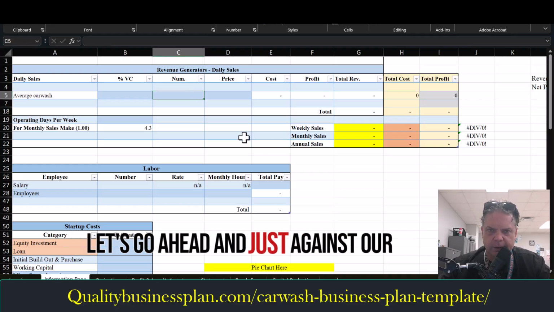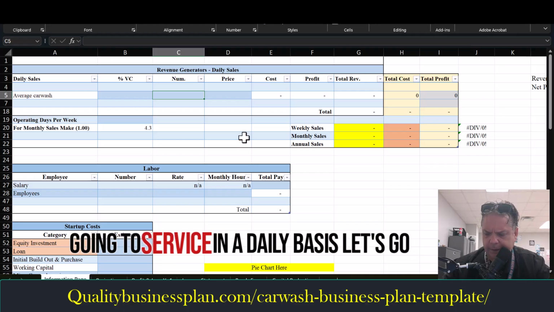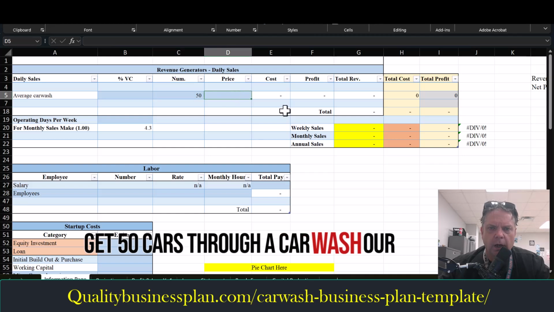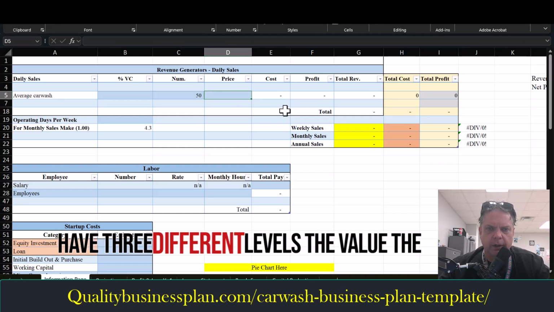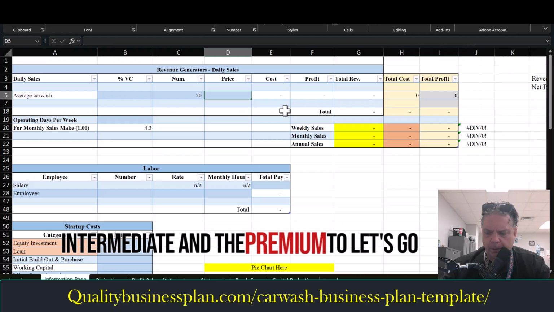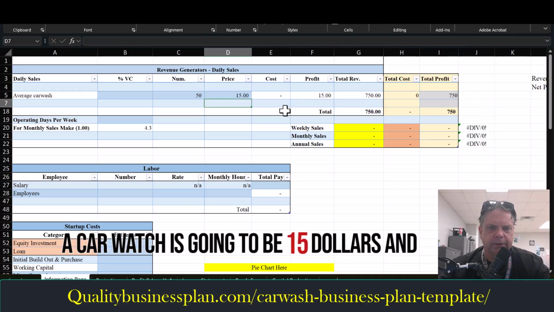So let's just start spitballing here. Average car wash, how many customers are we going to service on a daily basis? Let's say we're going to be able to get 50 cars through our car wash. Our average price, we're probably going to have 3 different levels: the value, the intermediate, and the premium. So let's say our average price for a car wash is going to be $15.